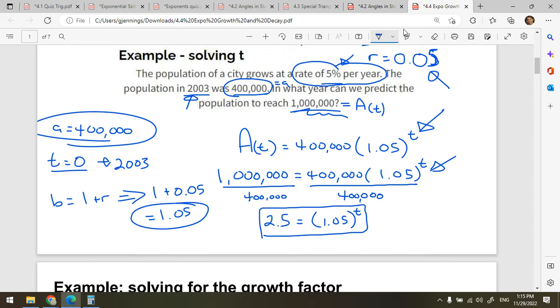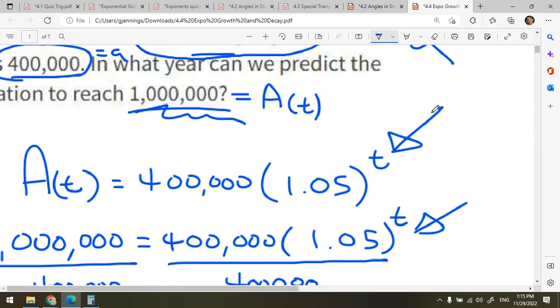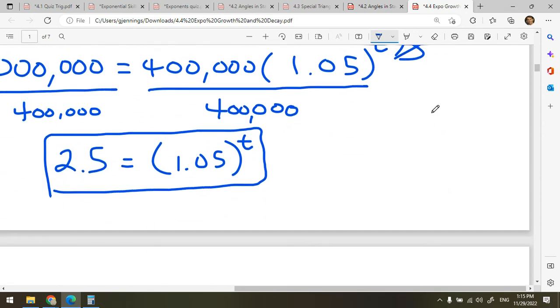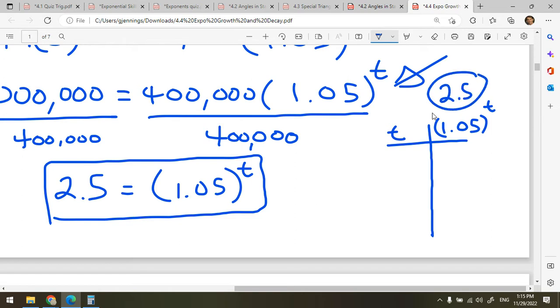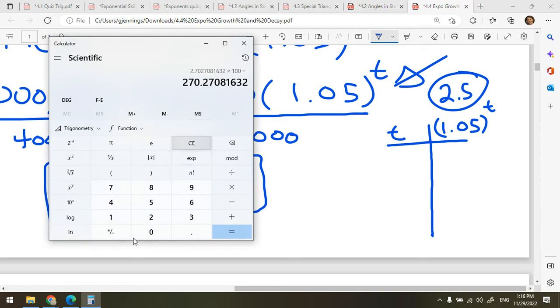And what I'm going to do is zoom in so I've got lots of space and set up a little table for my guess and checking. I'm going to guess different values of time, and I'm going to then input that into 1.05 raised to the power t, and I have a target of 2.5 that I'm trying to hit. So let's go. I'm going to clear all this.